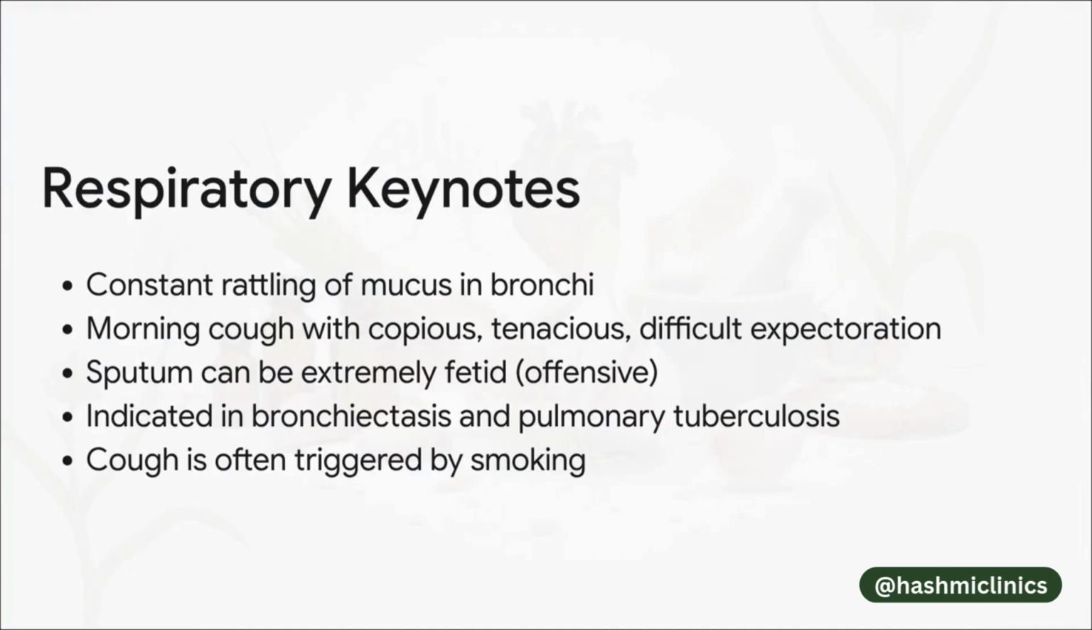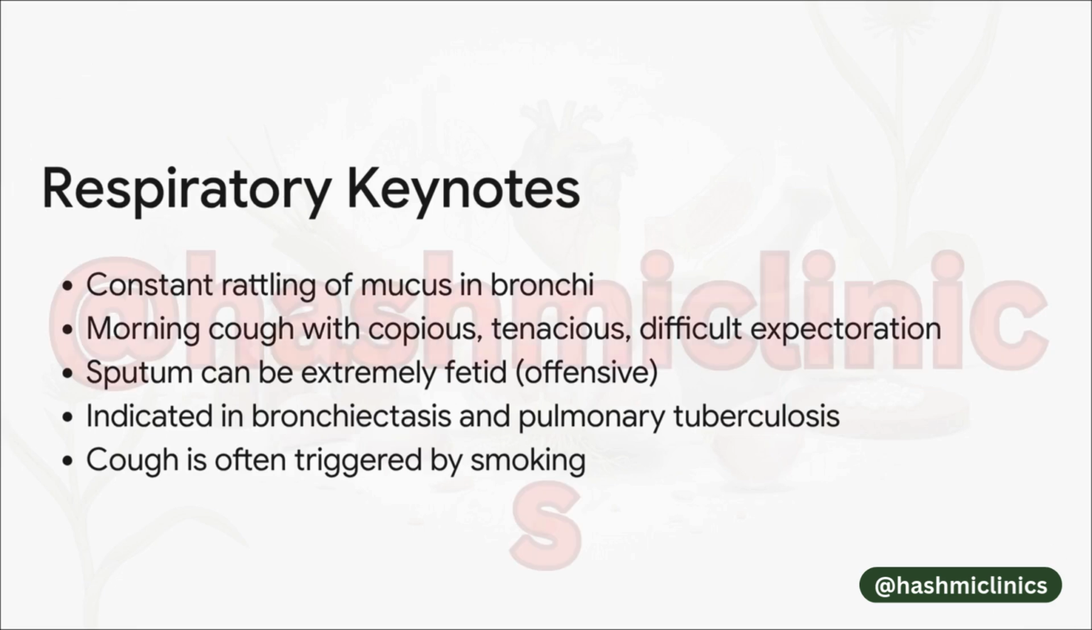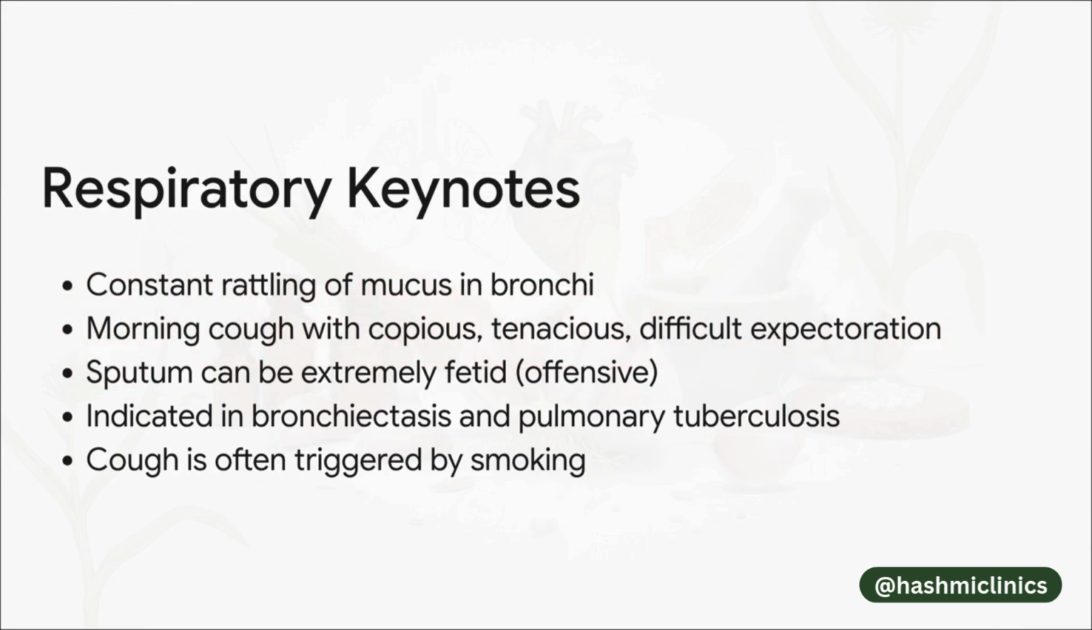The respiratory picture is just as profound. It's this deep-seated rattling catarrh. The real key is the morning cough. It produces a ton of copious, tenacious mucus that's really hard to get up, and when it does come up, it can be extremely fetid, really offensive. That offensiveness points to its usefulness in serious pathologies like bronchiectasis and even as a supportive remedy in pulmonary tuberculosis.